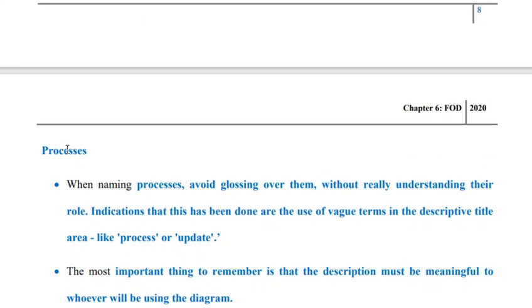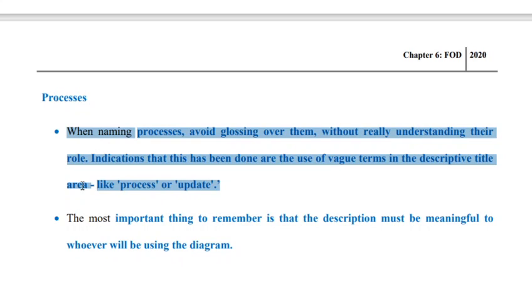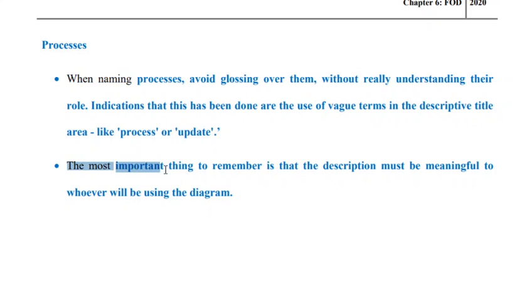Now, processes. Whenever naming a process, we need to ensure that we avoid confusing names. A process has to be named with the help of a strong noun-verb combination, which is the indication of a name for a process. For example, generate report, update report, or generate receipt, and so forth. The most important thing to remember is that the description must be meaningful, right?